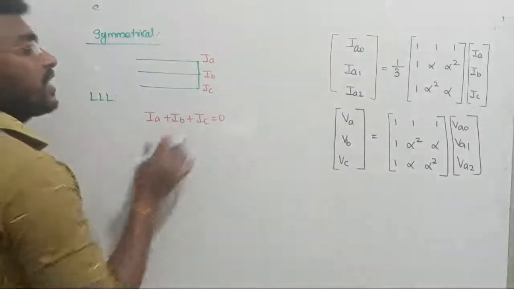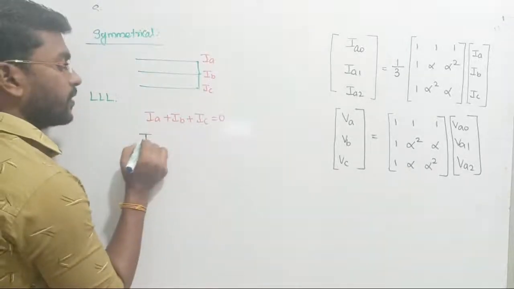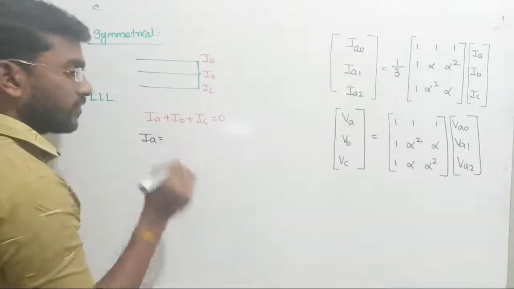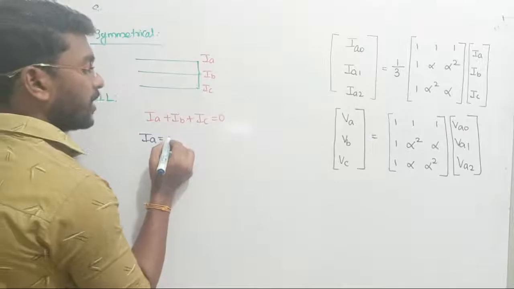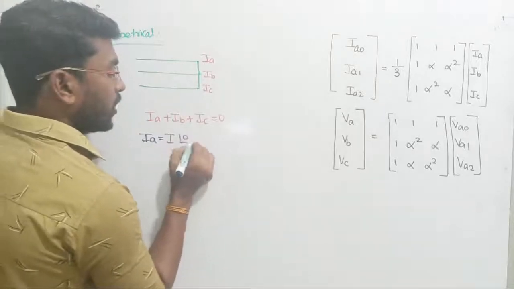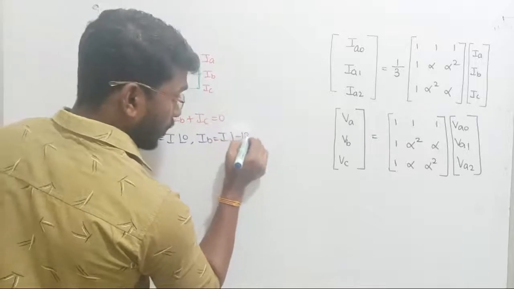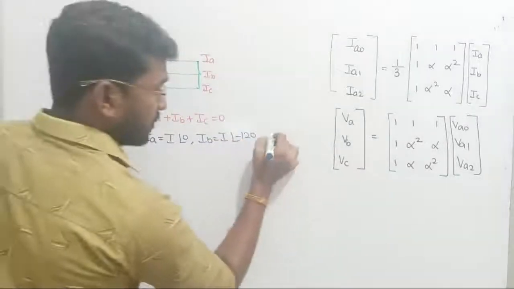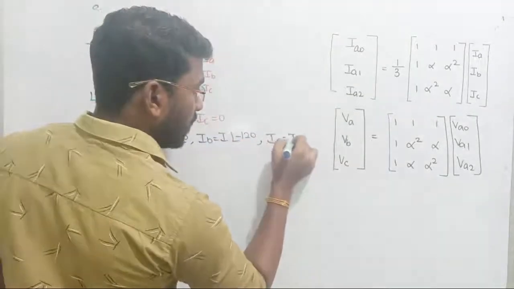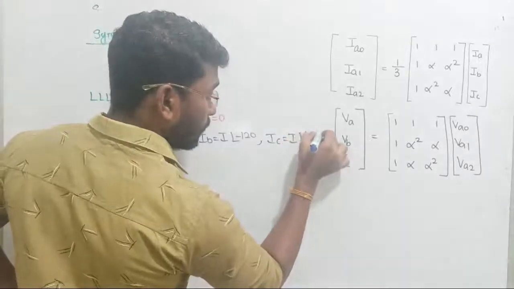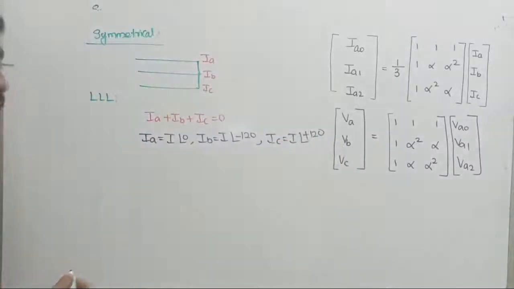If I am adding, the three currents are going to be 0 in this sense. It has been written like this. I told you already, in case of three-phase symmetrical faults, IA can be written as I at an angle of 0 degree. IB can be written as I at an angle of minus 120. IC can be written as I at an angle of plus 120 degree. That is in case of symmetrical fault.